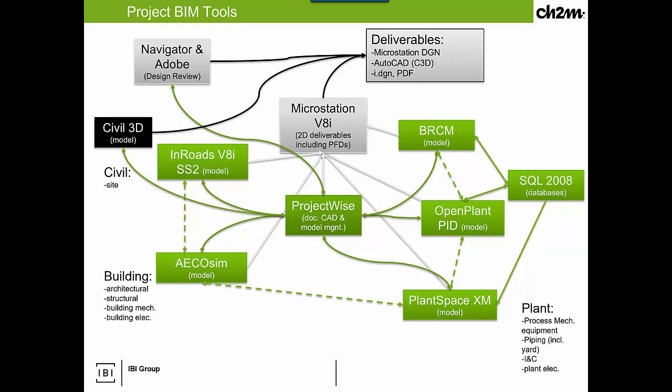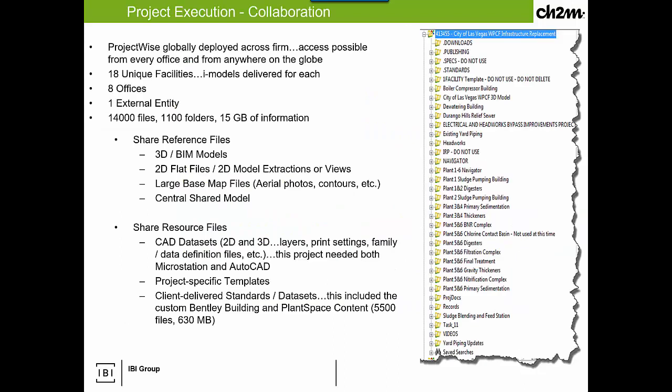Eight unique facilities, i-models generated for each, 8 offices, 1 external entity, 15 gigabytes of information shared in a live environment. We were able to share live reference files for all of the BIM models, the flat 2D files, large base maps; central shared models were needed. CAD data sets were shared project-wide for both AutoCAD and MicroStation. We had our templates and the client-delivered standards and context. Everything live in one single environment.